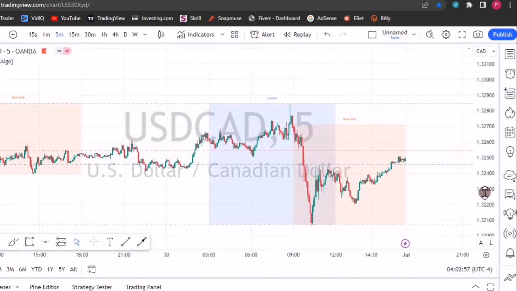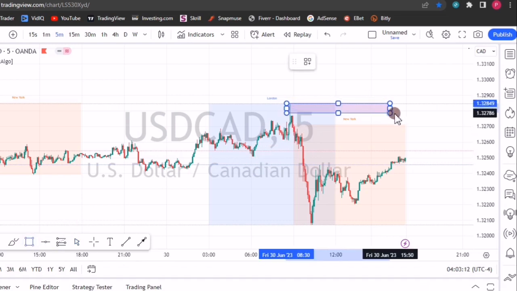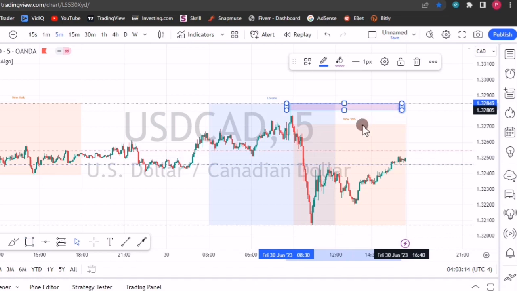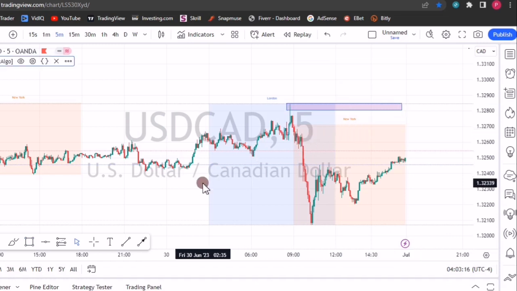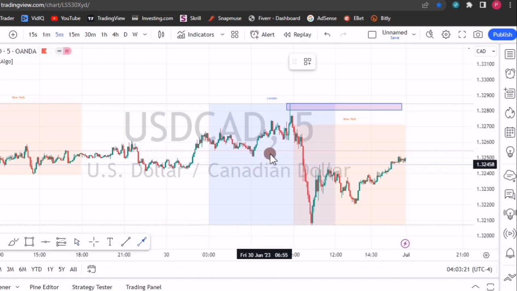Okay, so right here, first thing, you identify the trend into the London session. So you can see that it was sort of an uptrend. On an uptrend, you start by marking the highest point. Okay, that was the highest point on the uptrend, and then that highest point started right there.